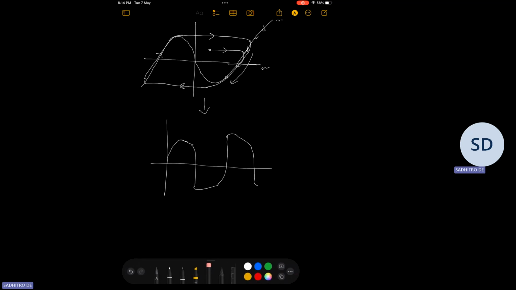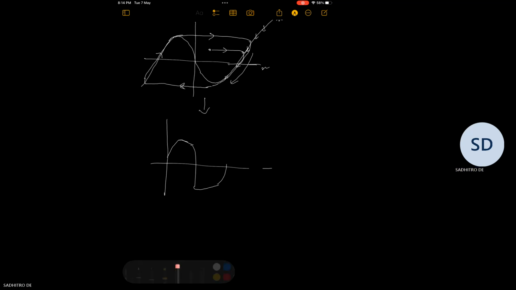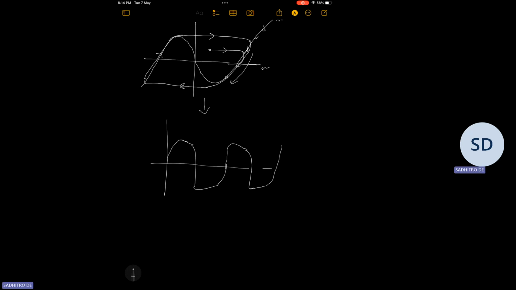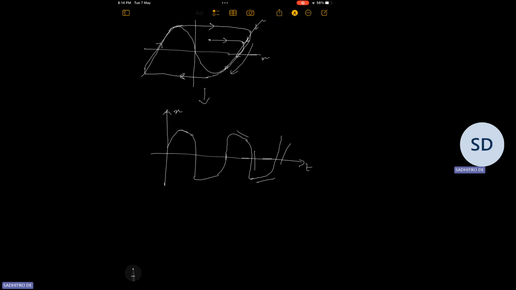Sorry, the amplitudes were wrong over here. Again, slow, fast, slow, fast, and so on. So you see there are alternating slow periods and fast periods. So this is time and this is x. So this is what relaxation oscillations actually look like.